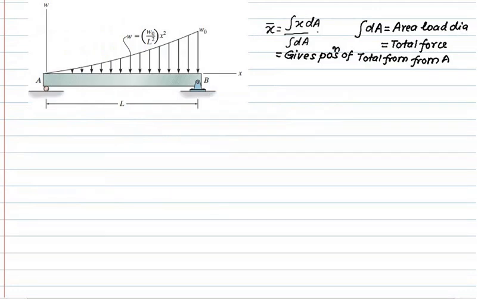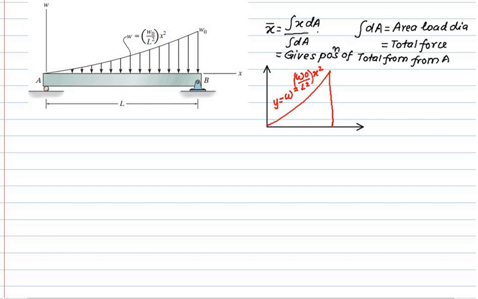So if any problem appears like this one, where the equation is given to you, you do two calculations. One is integral dA, that is the area under the load diagram, which will be equal to the total force, and then you calculate x bar, that is the position of this force from point A. And once we convert it into a point load, then we are able to find out the reactions.